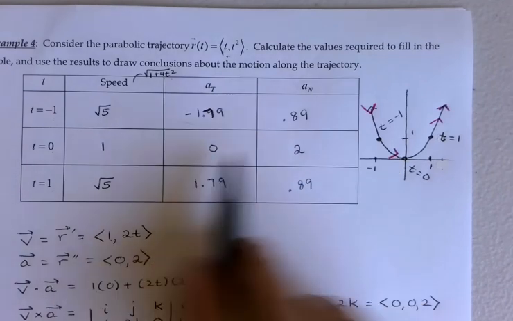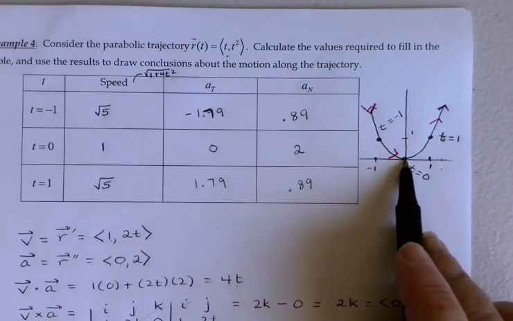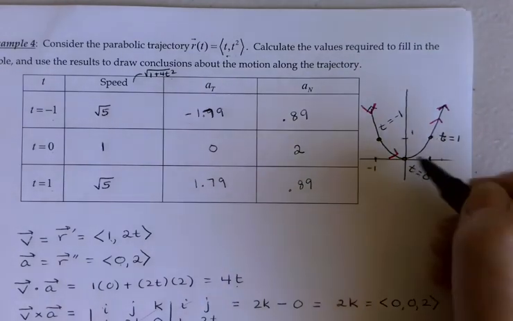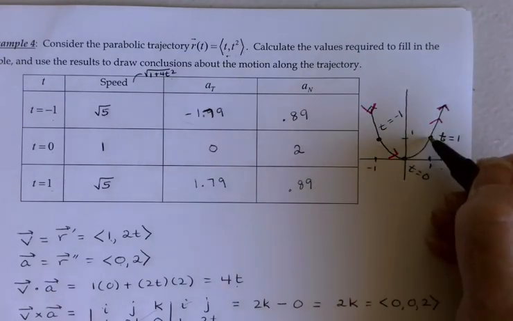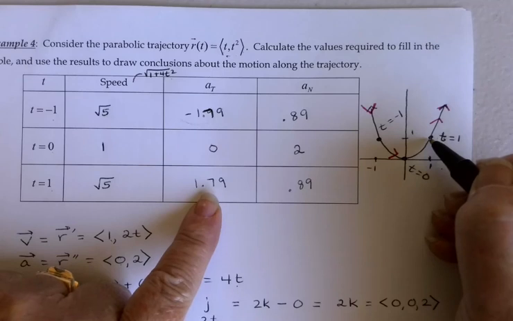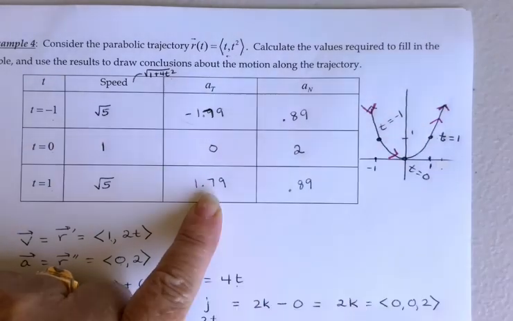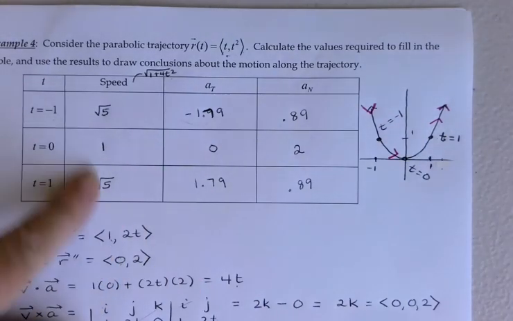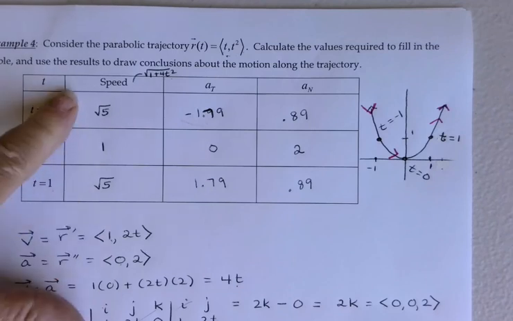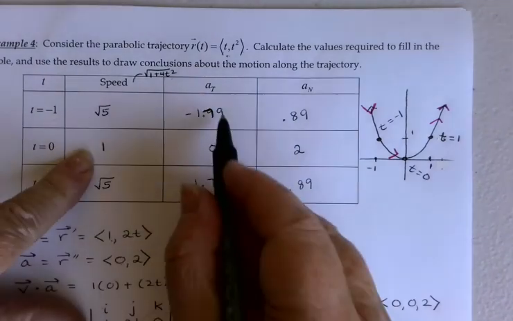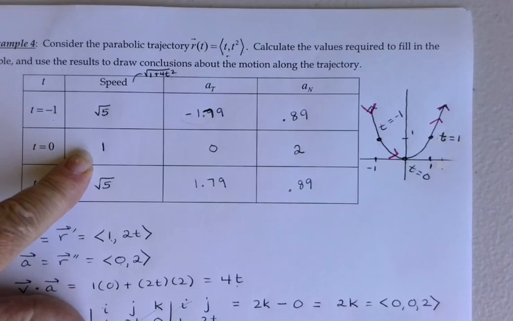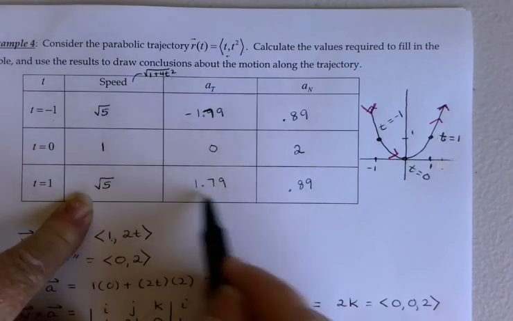Right at 0, the tangential component is 0. There's no change in speed at all. Instantaneously, our speed of 1 is just constant. And then after we make the turn, we can speed up again. And notice the acceleration here is positive. Speed's getting larger as we come out of that turn. So a larger speed becomes smaller, negative acceleration, and then it gets bigger again, positive acceleration.